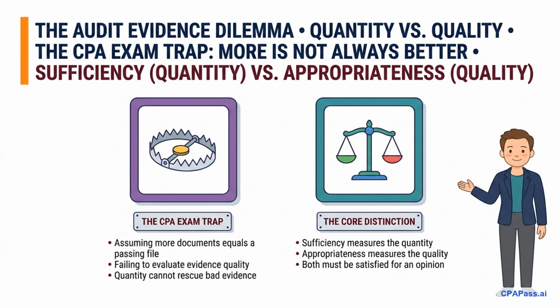To master this section of the AUD exam, you must understand the core distinction between sufficiency, which is the quantitative dimension of evidence, and appropriateness, which is the qualitative dimension. Let's break down how these two dimensions interact so you can easily spot the examiner's tricks on exam day.